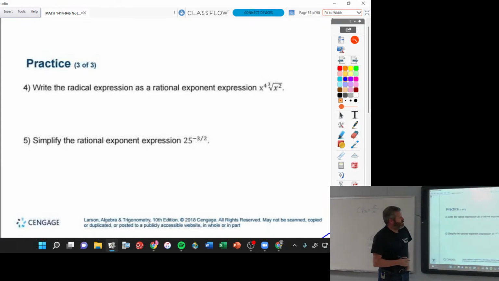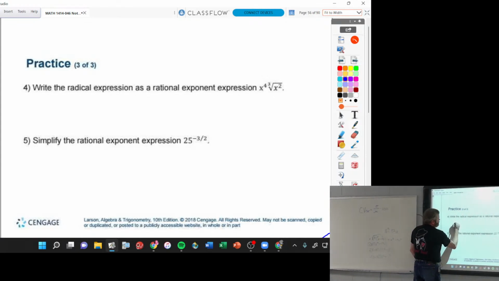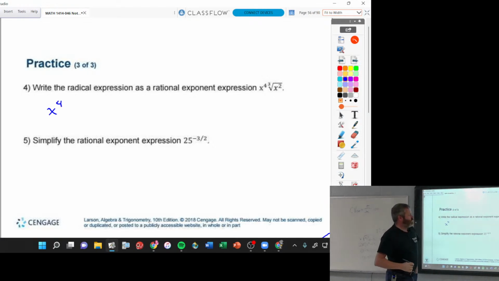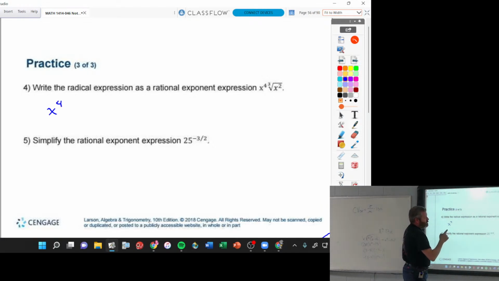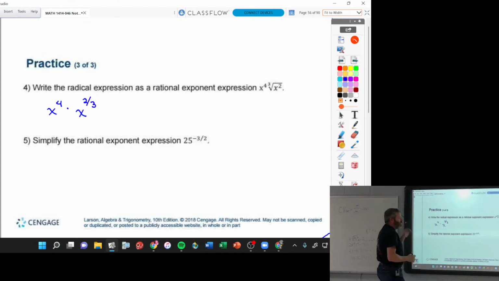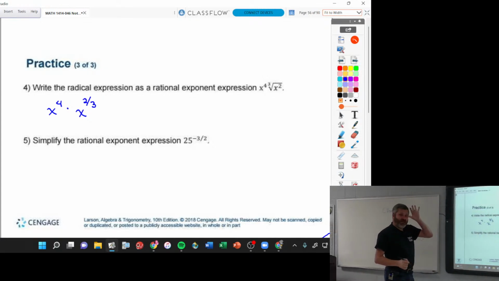Write the radical expression as a rational exponent expression. I want to get rid of the radical. So I'm going to rewrite the cubed root of x squared. The 3, the index, is the denominator. 2 is the power, so it goes on top, and 3 is the index, so it goes on the bottom. This is going to be x to the 2/3.